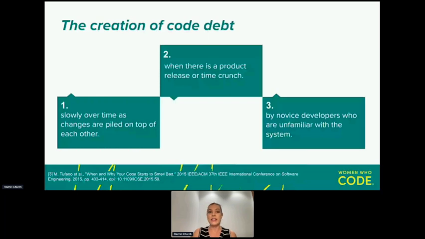So the first one is that code debt is introduced slowly over time as the code base grows. And what do you think? Is this true or false?